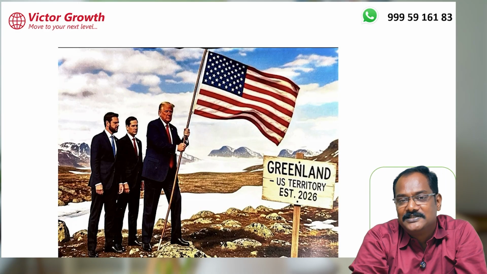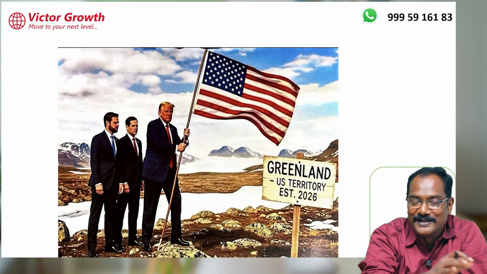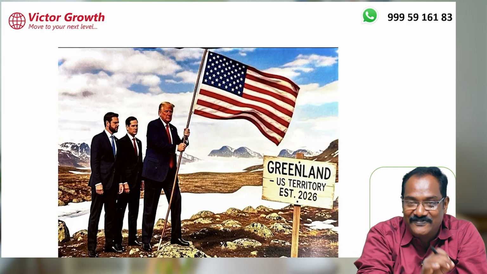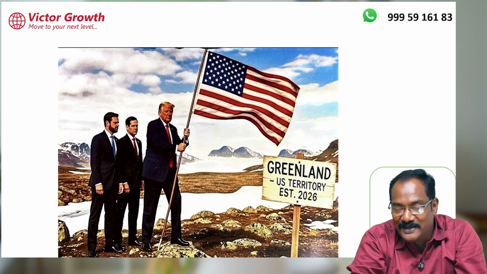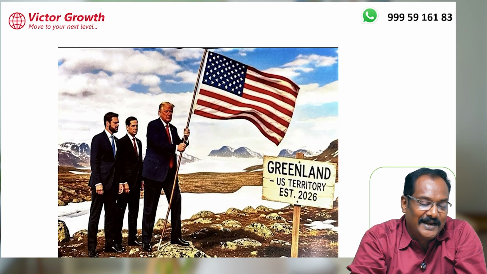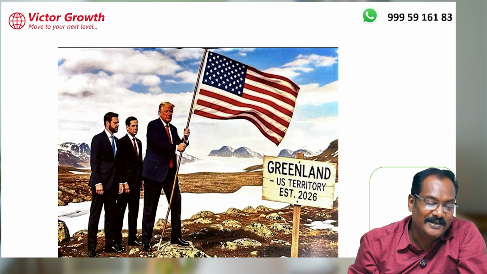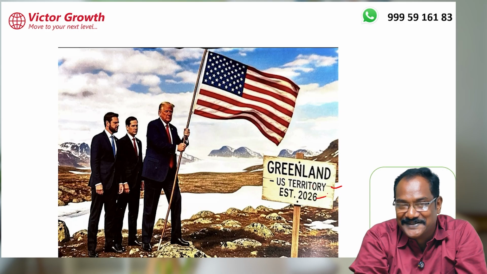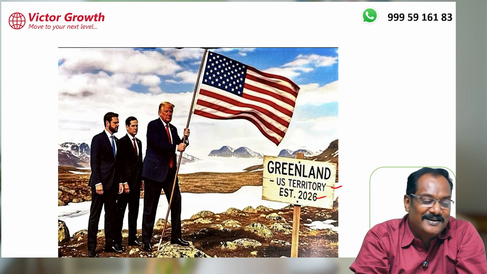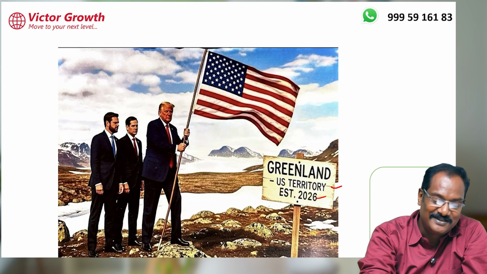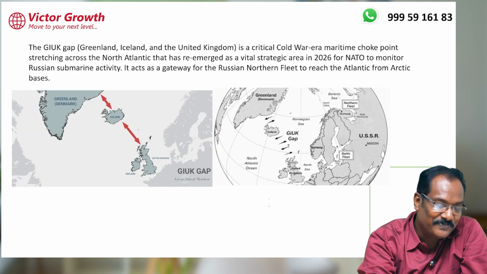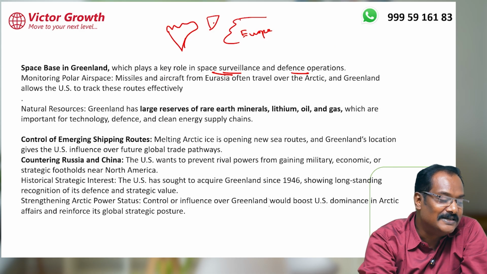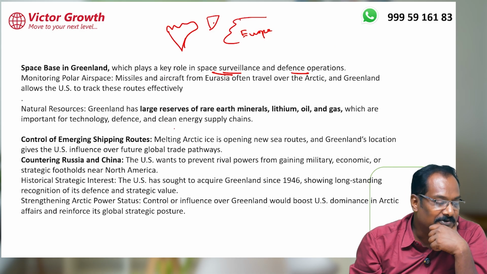Look at this. This is the image shared by the President of America, Donald Trump himself, on his social media page. You can see Greenland, US territory, established 2026. How dare you take another country and post it as your own? This is logically not possible. I'll come to it. So that is another possibility.